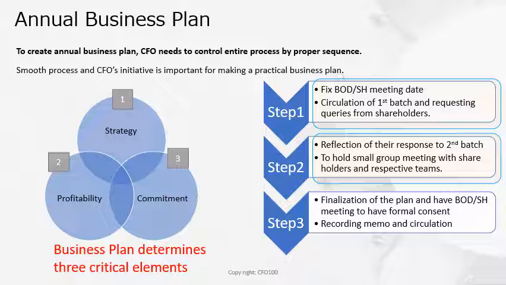After having those sequences, the CFO can finalize the business plan and circulate it to the board of director members and shareholder meeting members. Then have the formal meeting to get authorization on the plan. Talks of the meeting should be properly recorded as a memorandum and circulated to the related members.